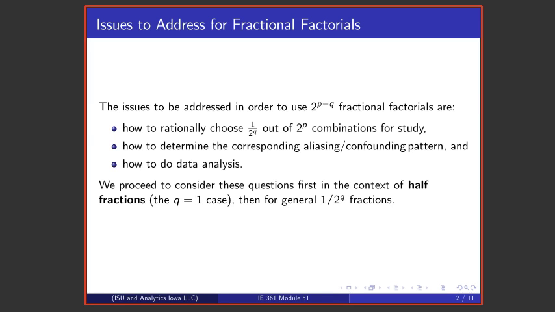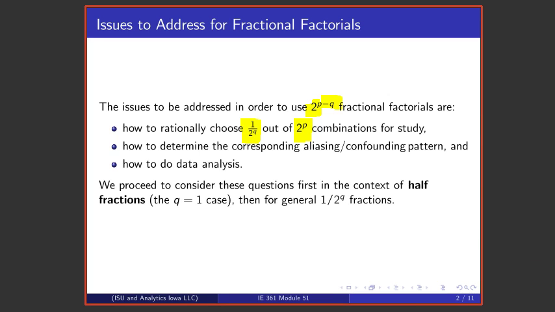The issues that one must address if one is going to use a fraction of a 2 to the p factorial, and this kind of notation is common, is to say we'll use a 2 to the p minus q fractional factorial. That means one uses a fraction 1 over 2 to the q out of all possible 2 to the p combinations of levels of the factors.